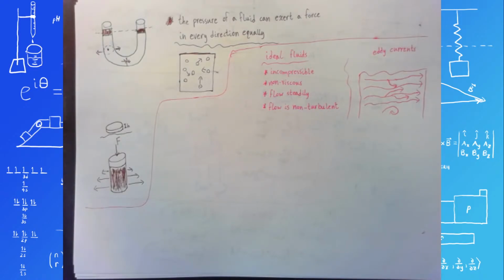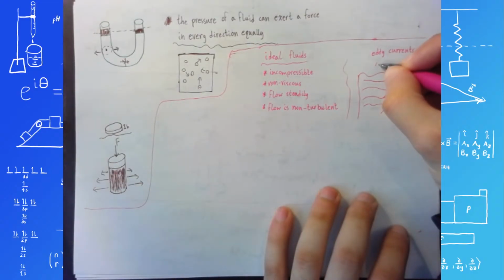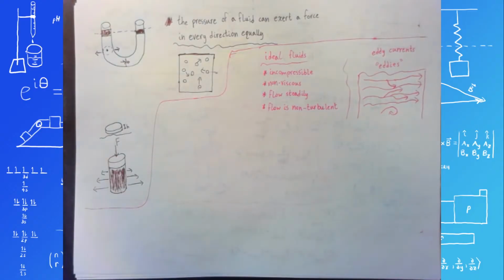Just some sort of disruption, something that defies the average flow within a liquid. So eddy currents, or sometimes you might hear them referred to as eddies. These are what you expect to see when the flow of a fluid is turbulent.